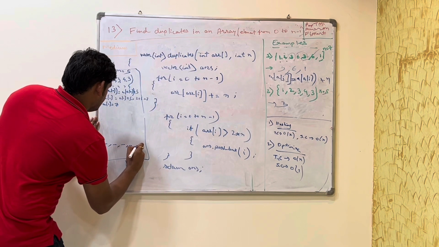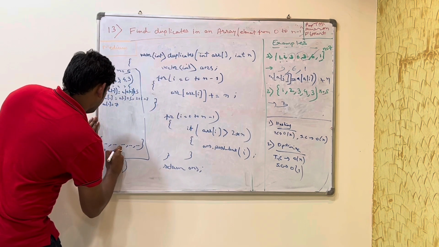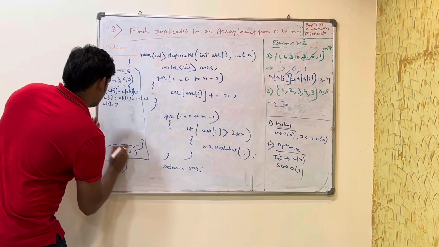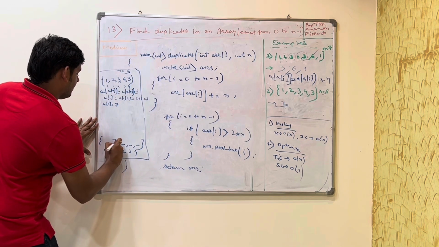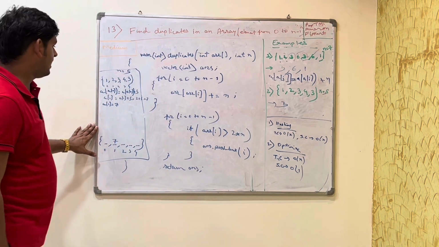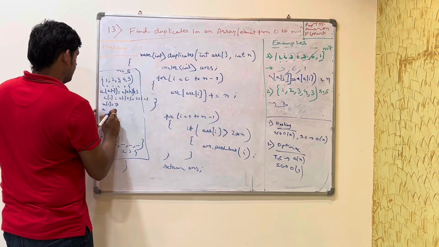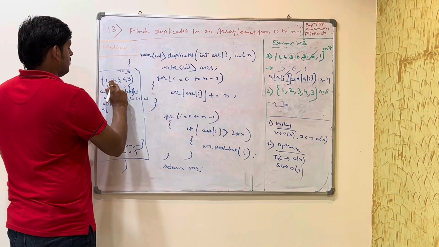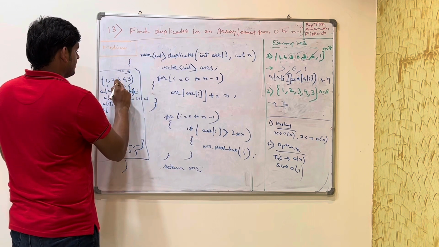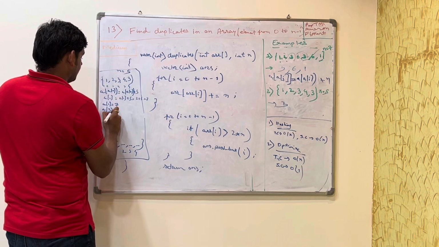2, 3, 4. Okay, 0, 1, 2, 3, 4. So what is the value of A1? A1 is 7 now. Right? Now we will go for the first index, that is A2. What is A of A2? A of A2 is 3. So we'll directly write 3 over here.